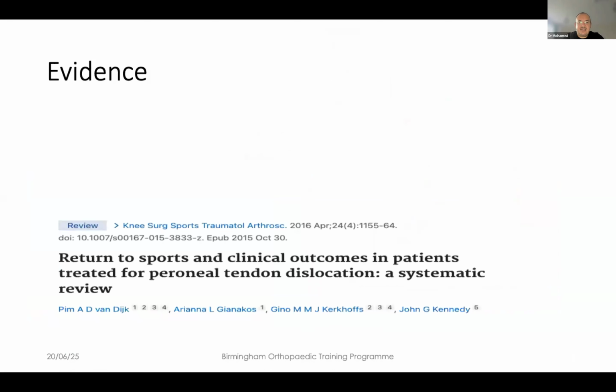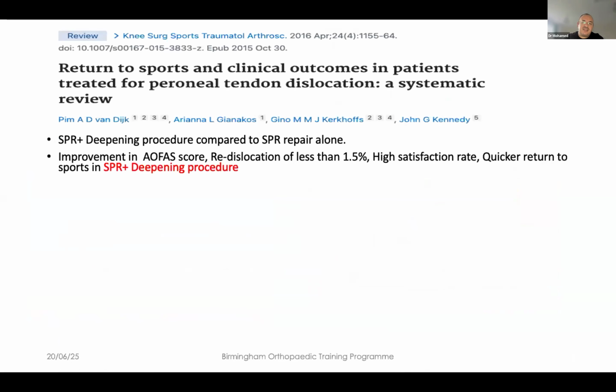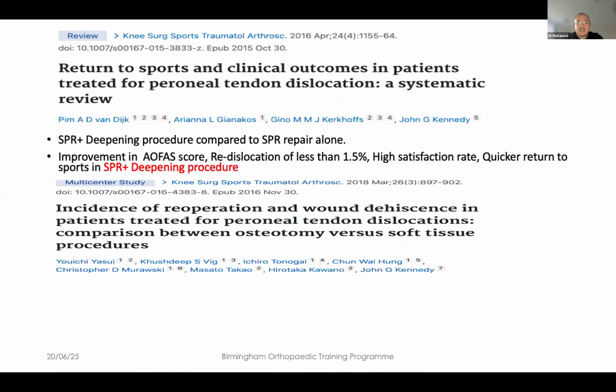So what the evidence says. If we have a look in, most of this evidence is coming from the States, especially from New York, from Hospital for Special Surgery. And as you can see, all the evidence is pointing that using a deepening procedure with superior peroneal retinaculum repair yields better results, less redislocation, and a higher satisfaction rate.